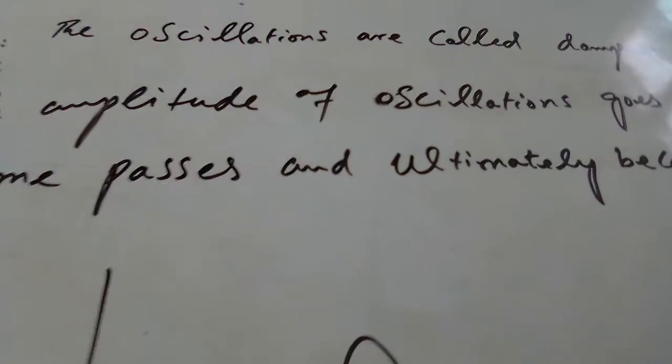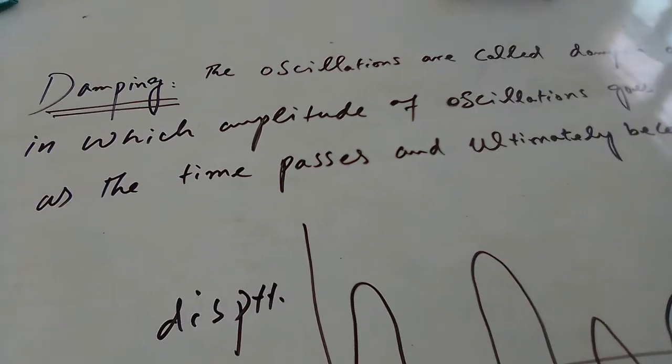The oscillations are called damped oscillations, in which the amplitude of oscillation goes on decreasing as the time passes, and ultimately becomes zero. These oscillations are called damped oscillations.